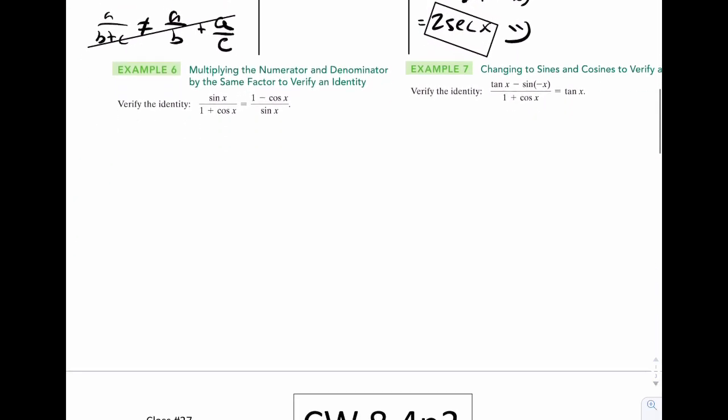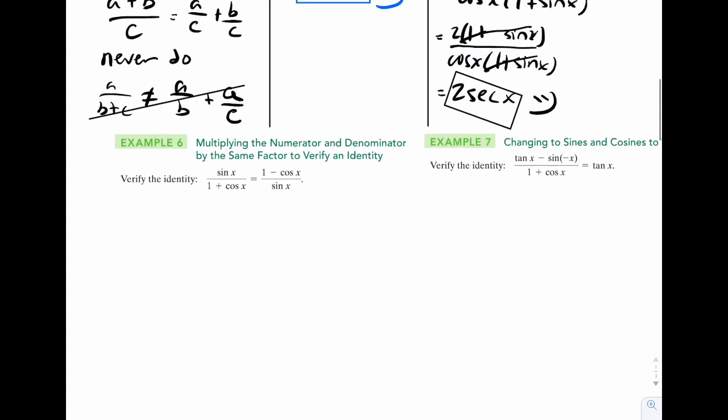Okay, 2 more examples. So this one is going to be a special technique. Notice how the left and the right, they're both pretty weird. So really you could pick either side. I'll pick the left side. And just to show you, I'm just going to rewrite it. First, notice you can't split the fraction here. You have a 1 plus cosine on the denominator, so there's nothing really you can do.